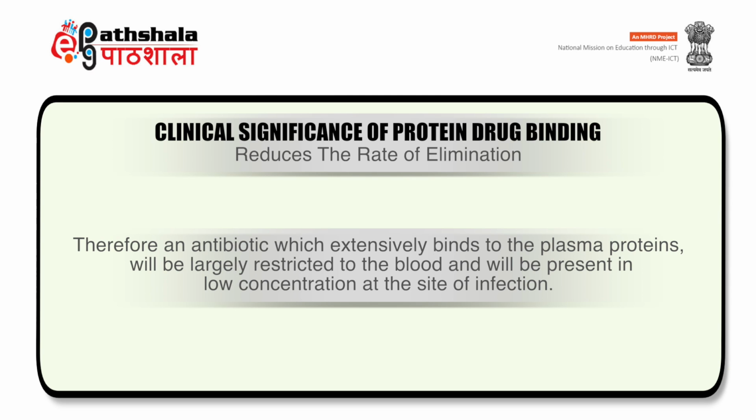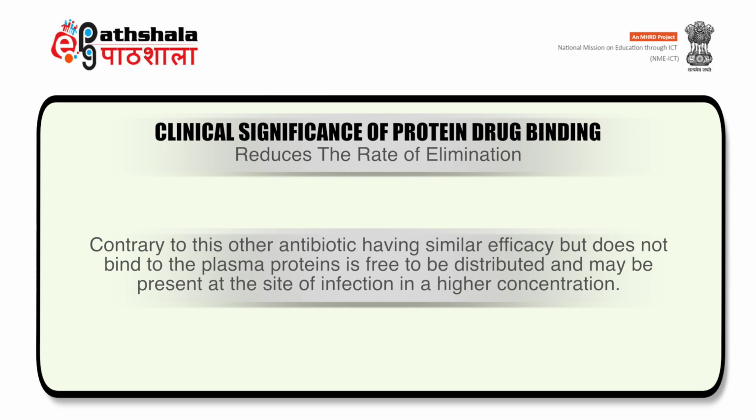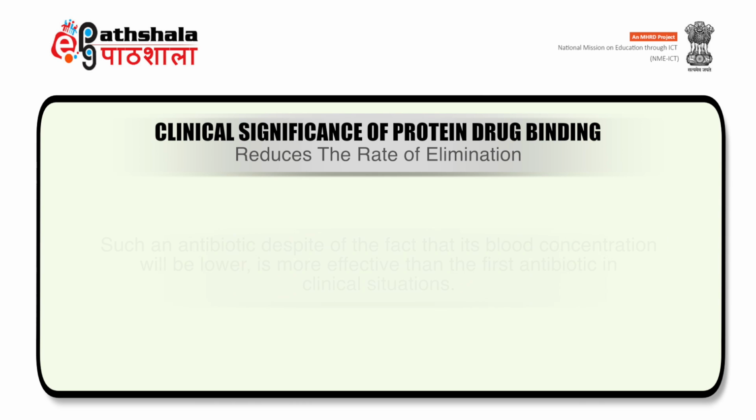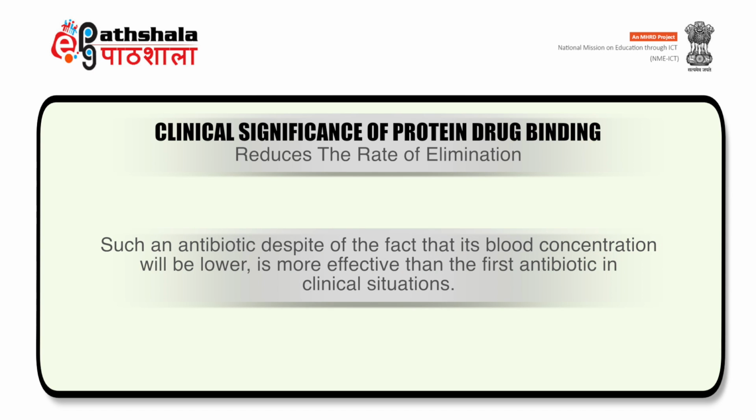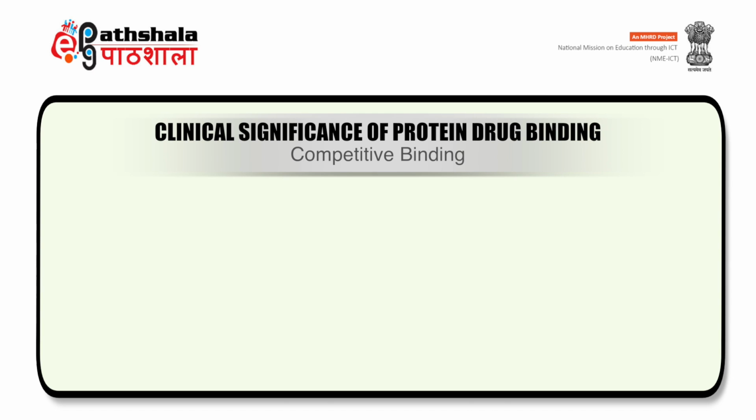Contrary to this, another antibiotic having a similar effect but which does not bind to the plasma protein is free to be distributed and may be present at the site of infection in a higher concentration. Such an antibiotic, despite the fact that its blood concentration will be lower, is more effective than the first antibiotic in clinical situations. Competitive binding.